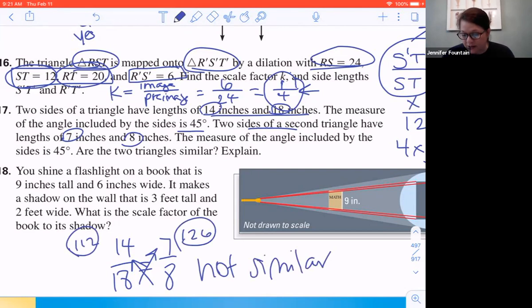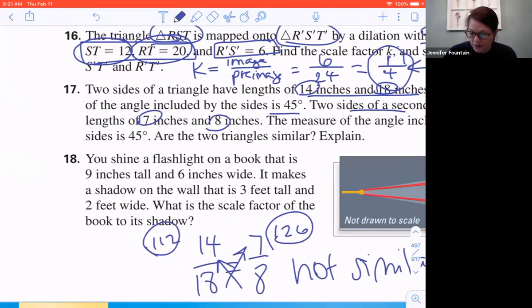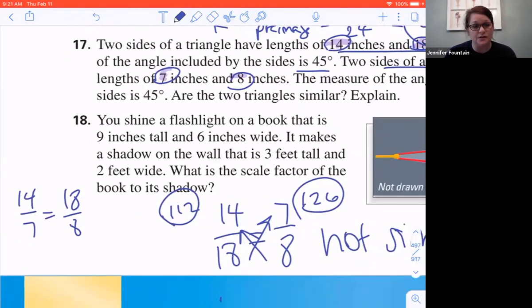Okay. Likewise, I could have compared 14 over 7 and then 18 over 8. 14 over 7, 18 over 8. Looking at that, you can immediately tell that they are not going to be proportional, because 7 is half of 14, so that would reduce to 1/2. 8, I'm sorry, that would reduce to 2. 8 is not half of 18. So again, I can see that these are not equal to each other. So no matter how I set it up, which sides I compare, they are not similar. Any questions on that?